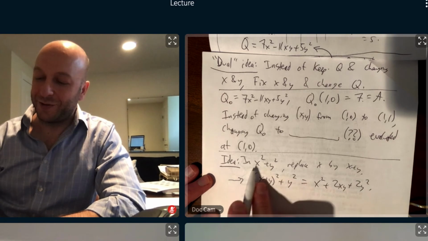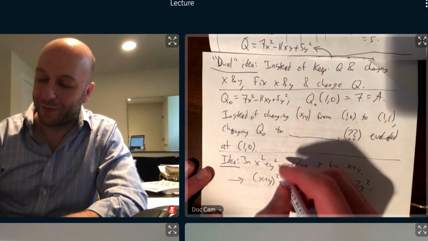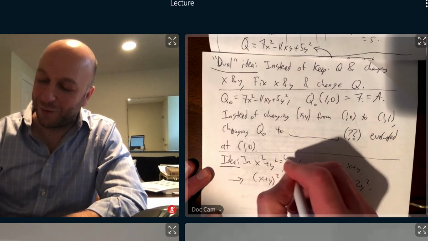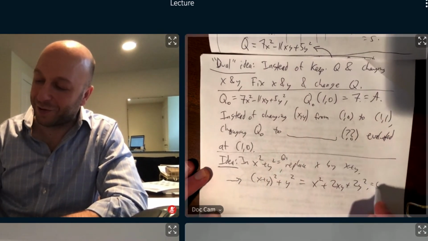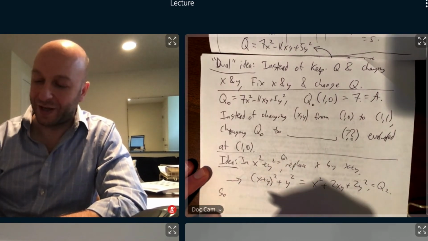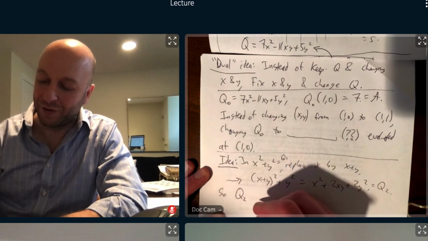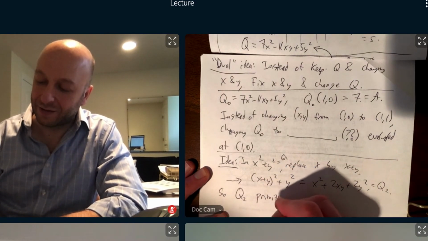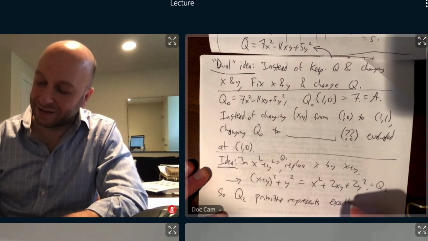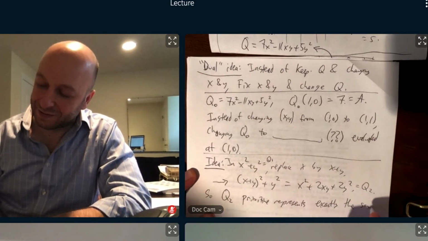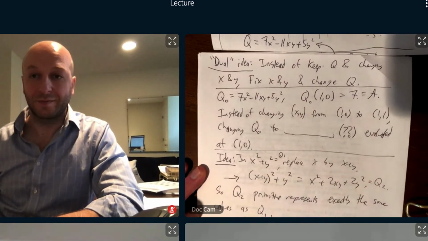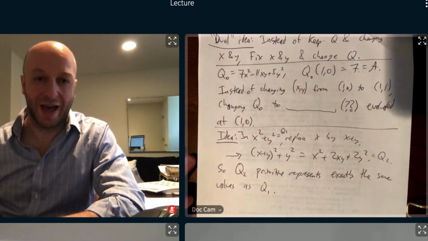So let's call this form, I want to leave this as q0. Let's make this q1, and let's make this q2. So what values does q2 represent? My claim is that q2 primitively represents exactly the same values as q1. Why is that?